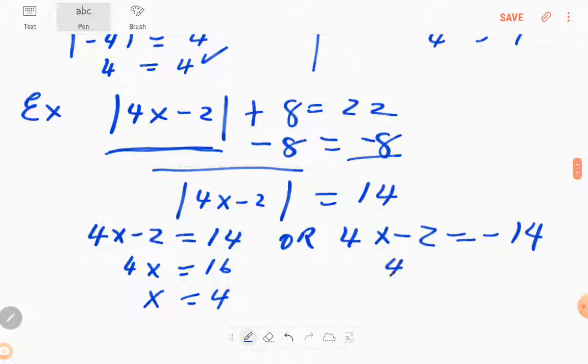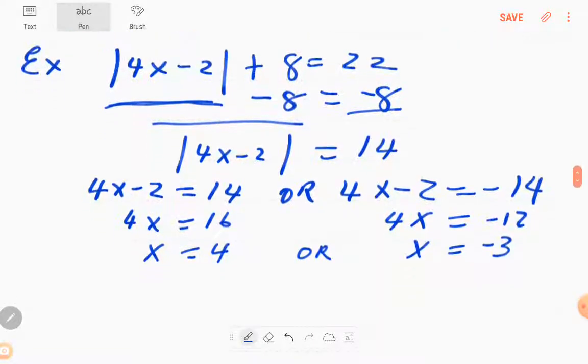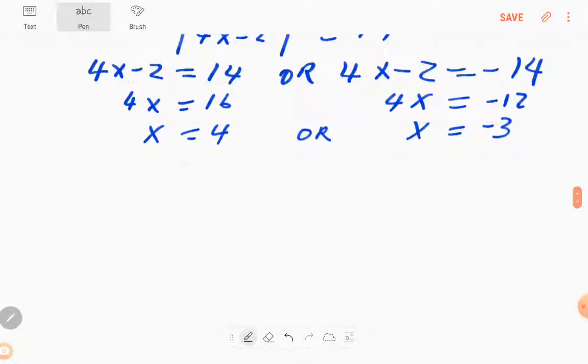Over here, add 2 to both sides, I will get minus 12. So x is equal to negative 3. And so these are our solutions: x is equal to 4, or x is equal to minus 3. So I could write that in my solution set, minus 3 comma 4.